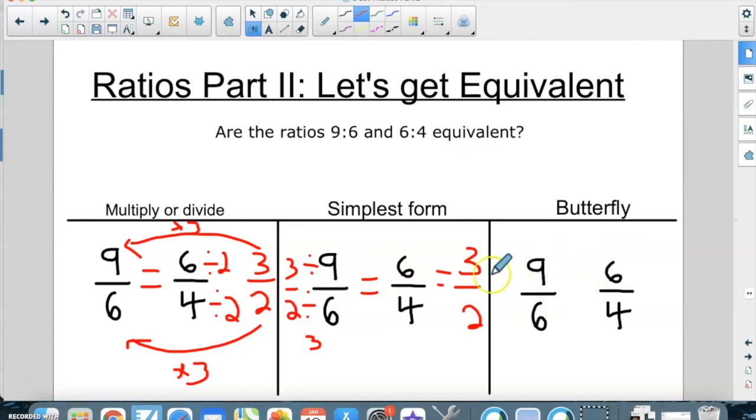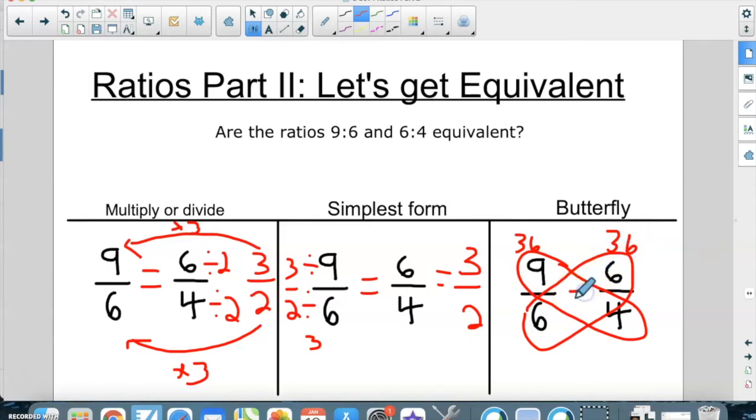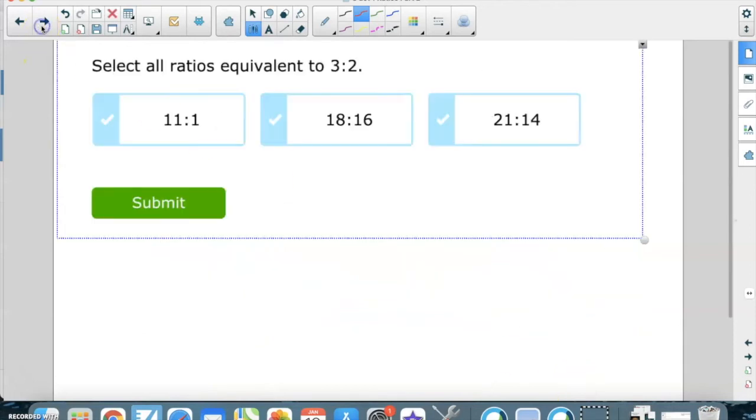Other method, so this has been a pretty quick method. So with the butterfly in this case, 9 times 4 is 36. 6 times 6 is 36. Both those numbers are equal, so I know, yes, it is equal or equivalent.